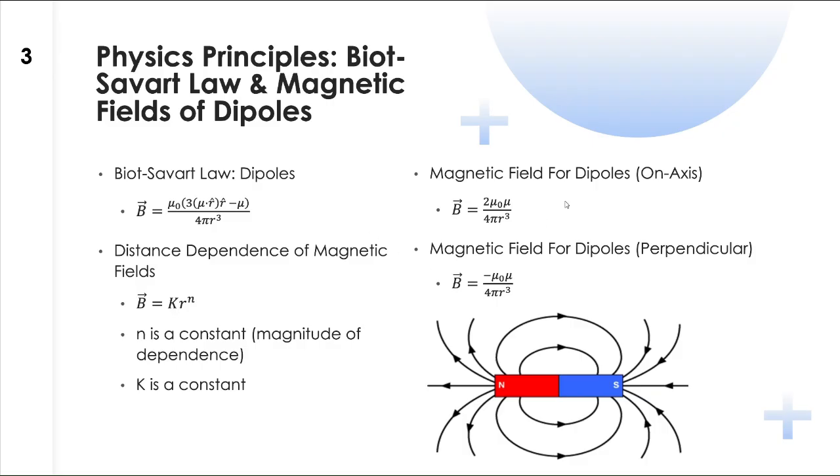And then these two equations, the on-axis and perpendicular observation location magnetic field for a dipole, are derived from this large equation, but r hat is either in the same direction as mu or perpendicular to mu. And that's how we get these two equations. And then this image is a visual representation of a bar magnet or a magnetic dipole and the magnetic field around it.